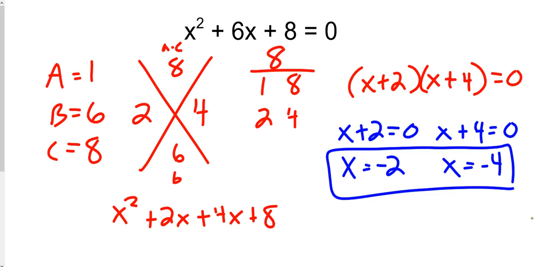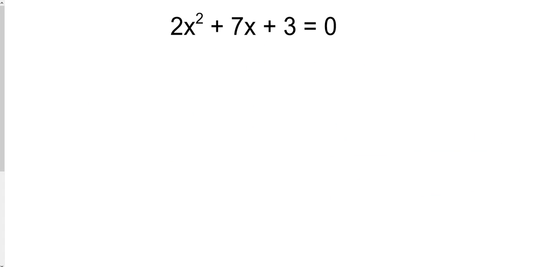So there you go. That's really what you're doing in this section: get it set equal to 0, and then factor. What they're going to try to do is mess you up, because not everything is going to be set equal to 0. So go ahead, try this one.